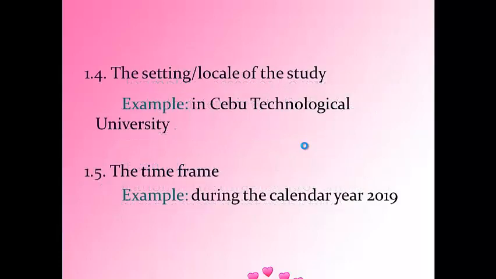The fourth, setting or the locale of the study. Example, in Cebu Technological University. So this is the place where the study will be conducted. Fifth, the time frame. Example, during the calendar year 2019. So this will be the time where the study is conducted.